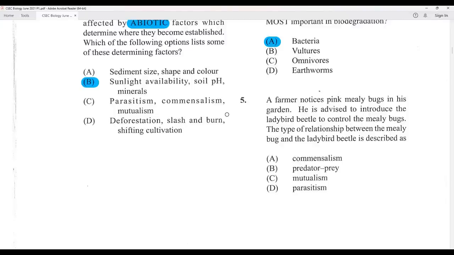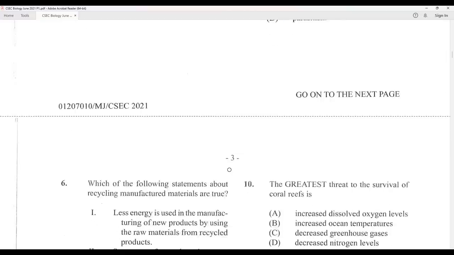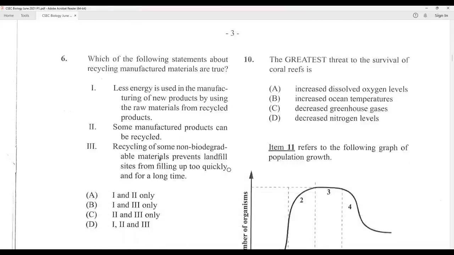A farmer notices pink mealybugs in his garden. He is advised to introduce the ladybird beetle to control the mealybugs. The type of relationship between the mealybug and the ladybird beetle is described as predator and prey. He is using the ladybird beetle to keep the population of the mealybugs in check by having them be the predator and the mealybug the prey.